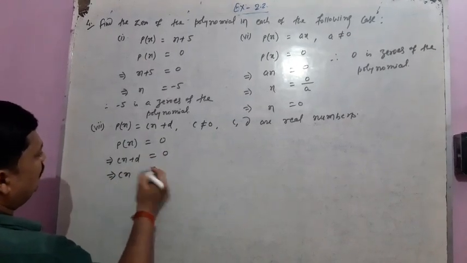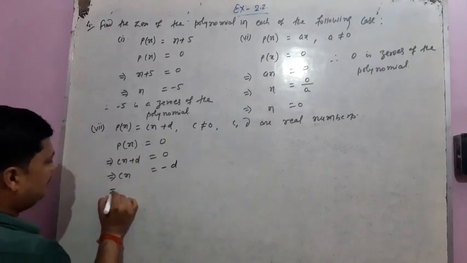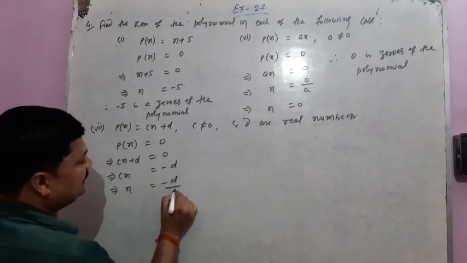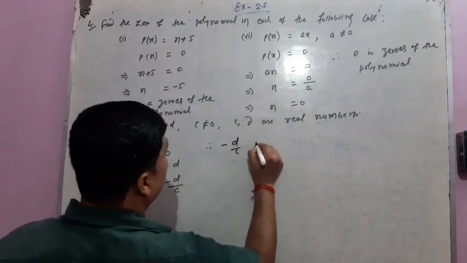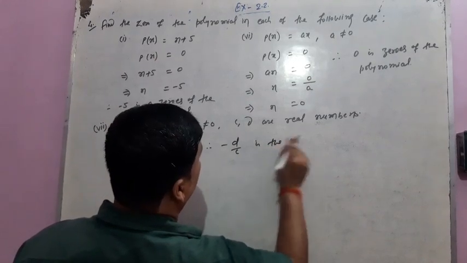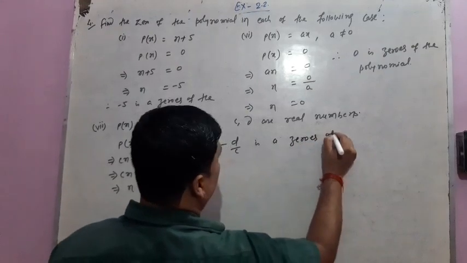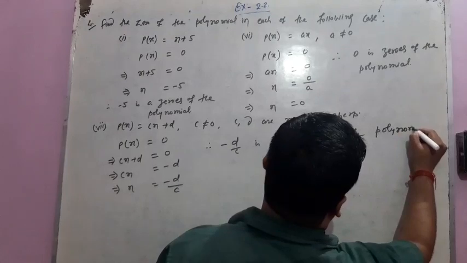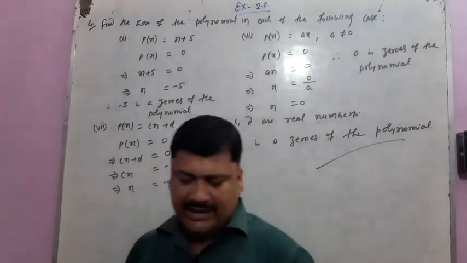Now, first we have to move d to this side. Plus d, when it comes to this side, becomes minus d, and the value of x is minus d, and c is multiplied here, so c turns into divide. Therefore, minus d by c is the zero of the polynomial. Okay. In this way, you can complete this exercise.